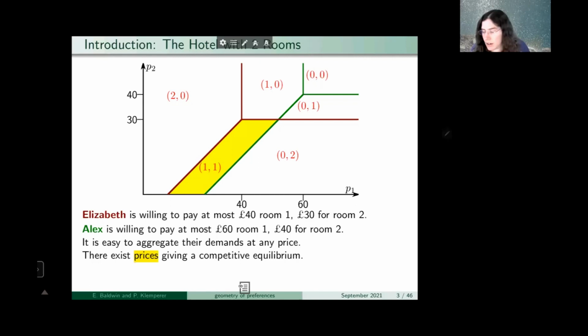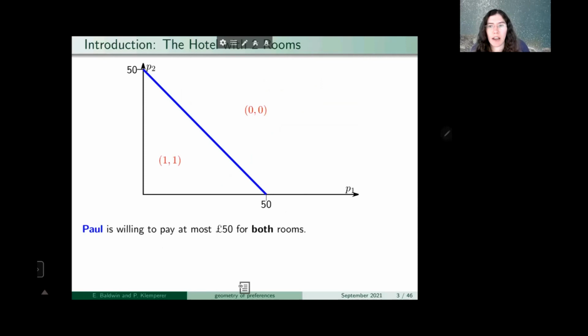But suppose Paul comes along. Now, Paul, unlike Alex and Elizabeth, has children who sleep in a different room from him, children who are more than a year old, so they don't want to share a room with Paul. They want to have a separate room, and he needs to have rooms both for himself and Meg and for the children, or this hotel is no good to him.